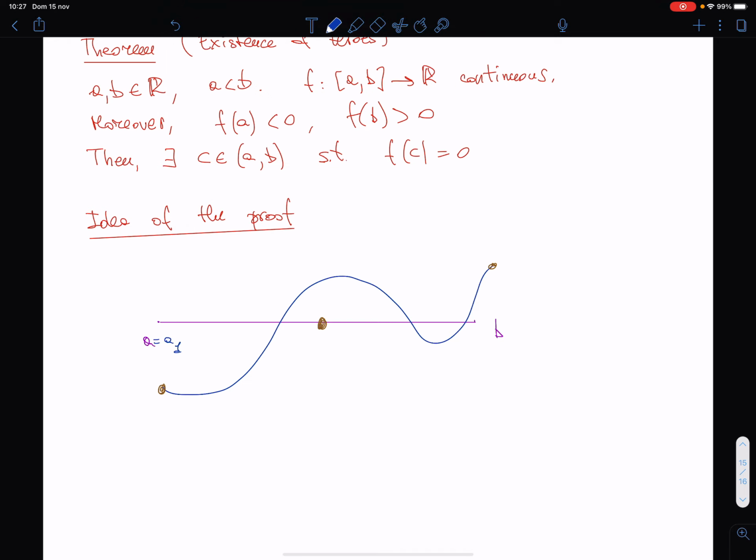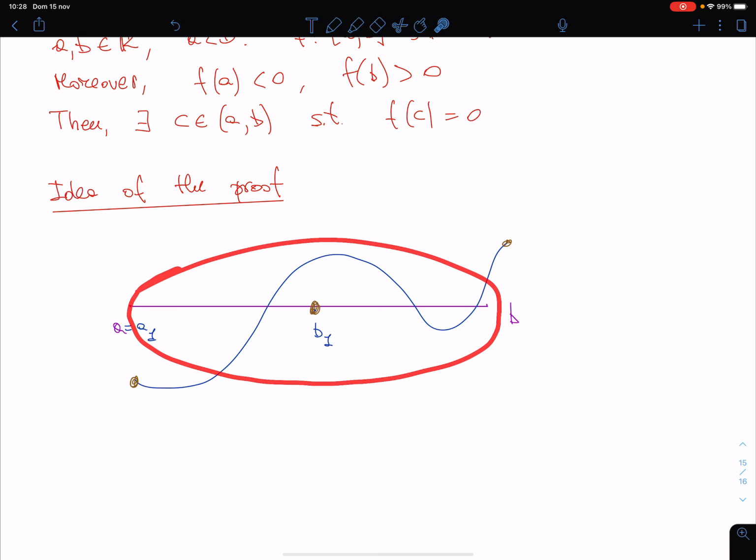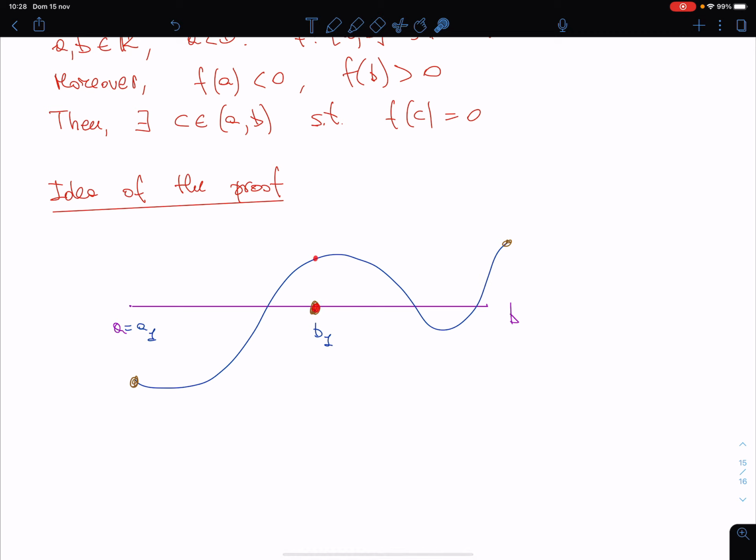You say that a is equal to a1, and this point here is called b1, and then you focus on the interval a1, b1. Okay, this is the key passage. You start from the interval ab, and just by considering whether the function is positive or negative at b1, you are able to reproduce the starting situation on a smaller interval, which is the original one divided by 2. This is a gain. Of course, it may be that f of b1 is equal to 0. In this case, it is finished.